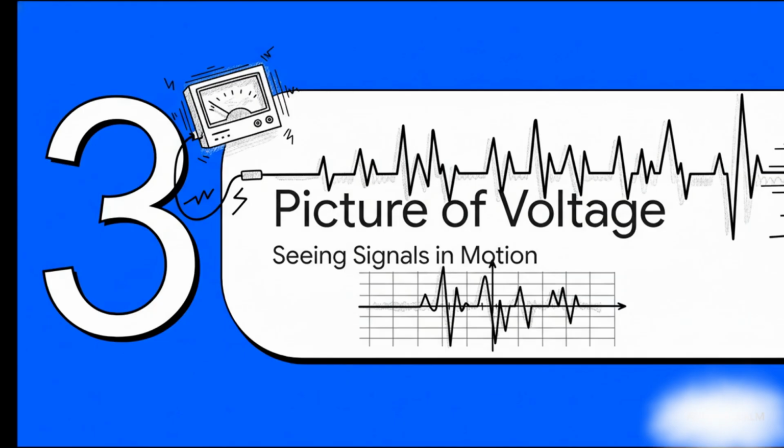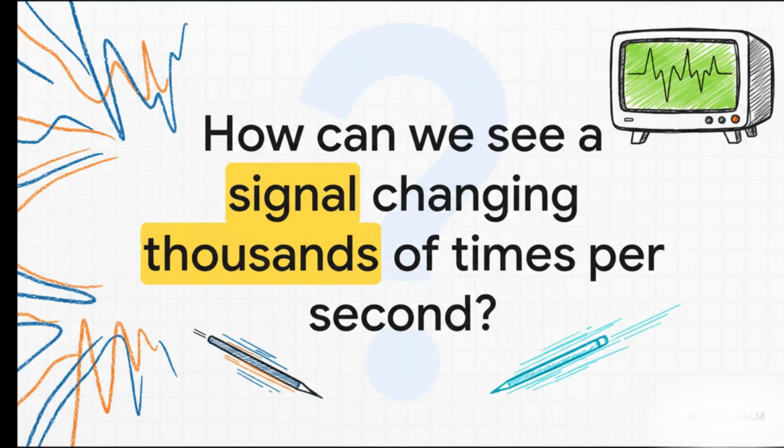We needed a way to not just detect electricity, but to literally draw a picture of it. This was the next huge challenge. Think about it. If a radio wave or an audio signal is vibrating incredibly fast, how could you ever see its true shape, its waveform? A simple mechanical pointer would just be a blur. We needed a faster pencil, a much faster pencil.